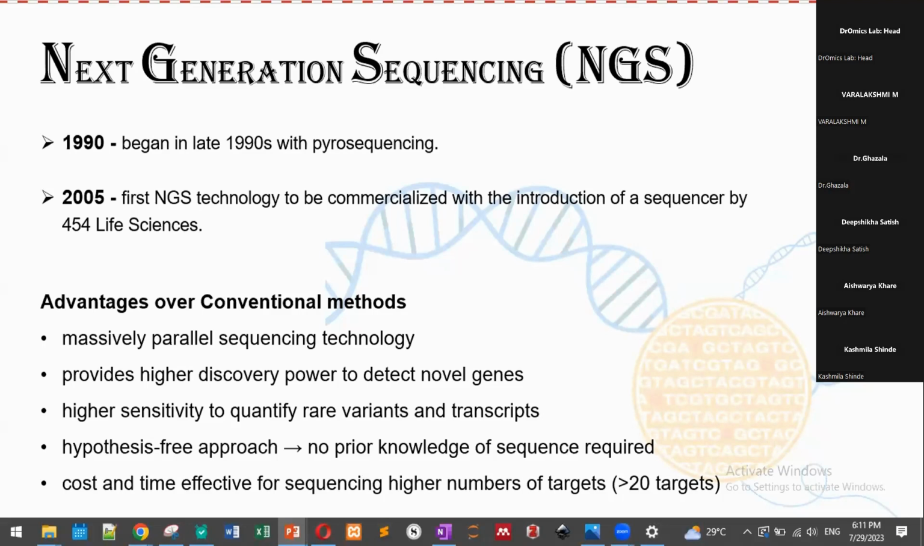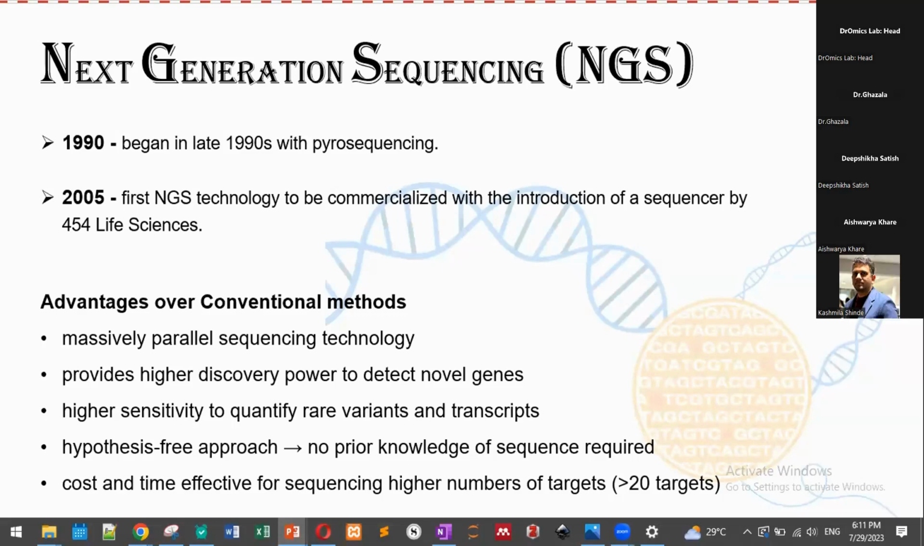What are the advantages of NGS over other conventional methods? Before next generation sequencing, we had the first generation sequencers, including Sanger sequencing. Earlier, it was not possible to sequence different samples in parallel, but in NGS, we have the facility to sequence different samples together, even millions of samples together. This is one of the advantages because it makes it time effective as well as cost effective.